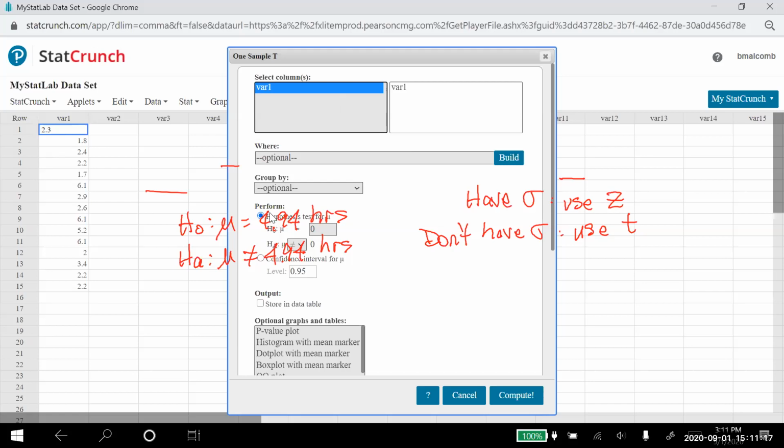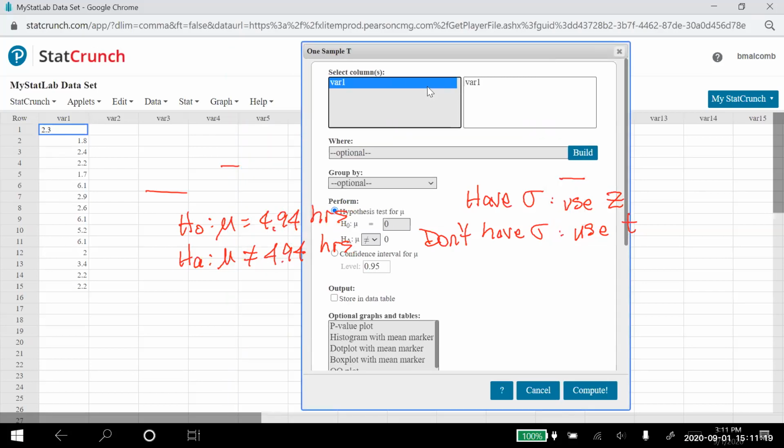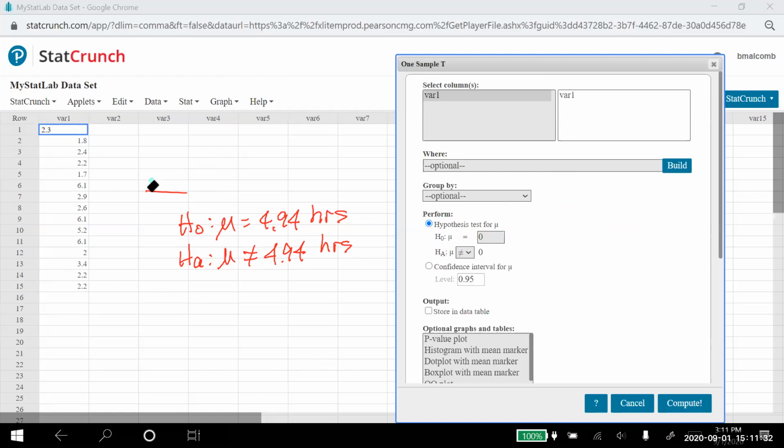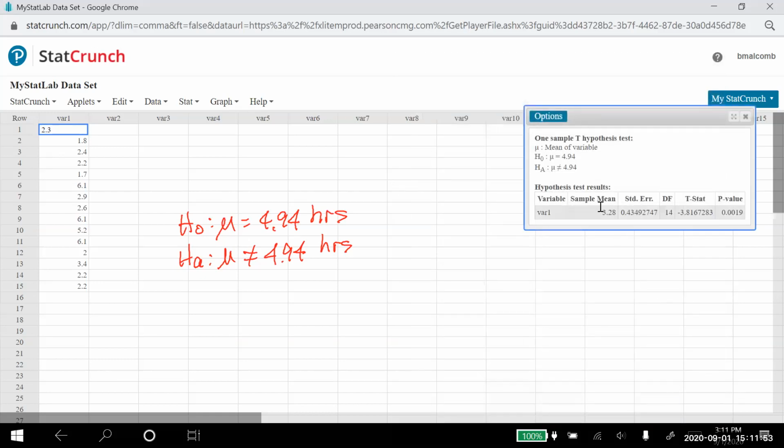So hypothesis test. Let's again move this over so that I can see. I'm going to erase those things. Let's see, where's my eraser? There it is. So let's erase this. Okay. So hypothesis test, mu is equal to 4.94 versus mu is not equal to 4.94. Oh, it's already a not equal. And now I just compute. And it gives me the value.